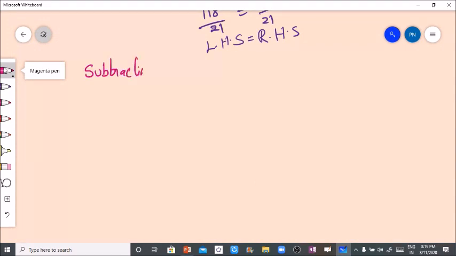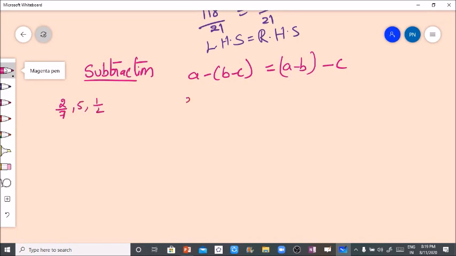Subtraction. Okay, I am going to check whether (A minus B) minus C equals A minus (B minus C). Is it right or not? Okay, right. Here also I am taking the same numbers, 2 by 7, 5 and 1 by 2. Okay, (2 by 7 minus 5) minus 1 by 2 equals A minus B, 2 by 7 minus 5, minus C.